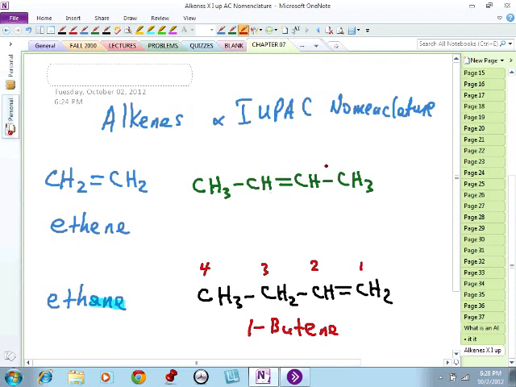And this one becomes, this is carbon 1, 2, 3, and 4. There is a double bond between carbon 2 and 3, so you use the lower number to indicate the position of the carbon-carbon double bond. So this becomes 2-butene.